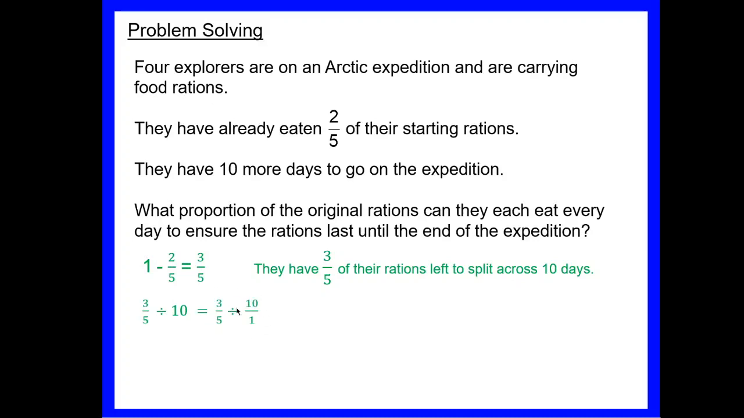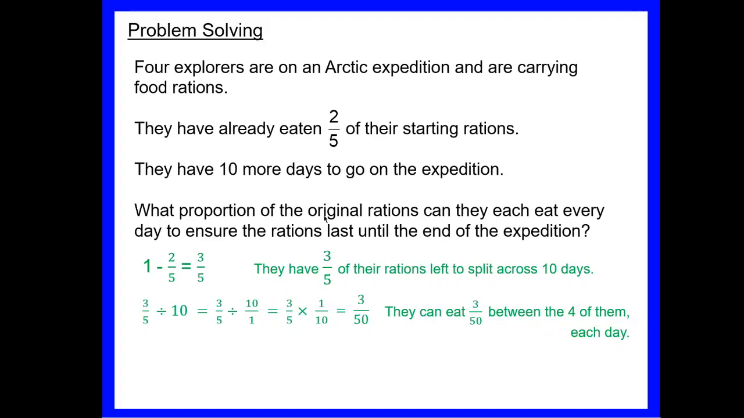So there's our original one. We put a 1 under our 10. We're going to keep our first fraction, swap the symbol, flip our second one, and multiply. So 3 times 1 is 3, and 5 times 10 is 50. So 3/50ths of their rations. So they can eat 3/50ths between 4 of them each day.